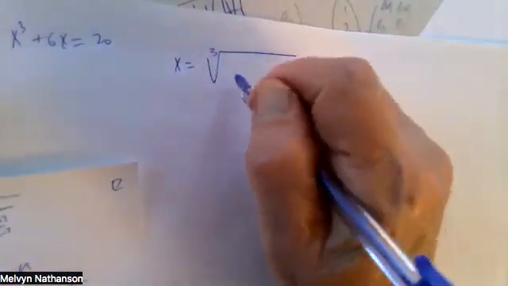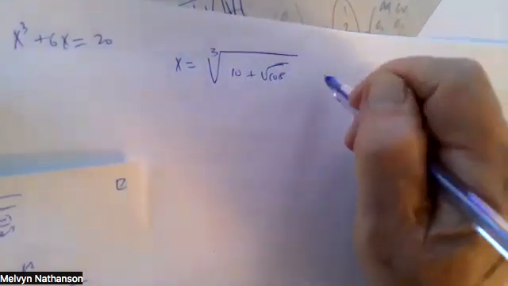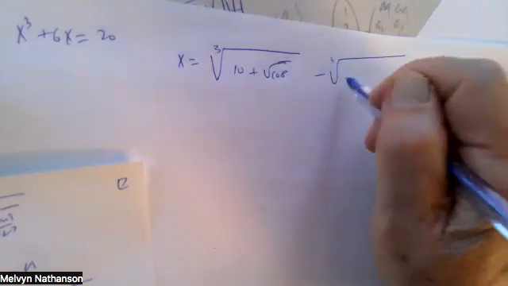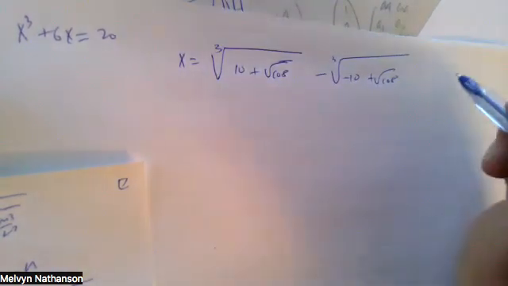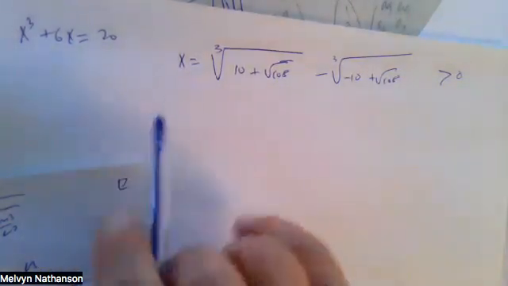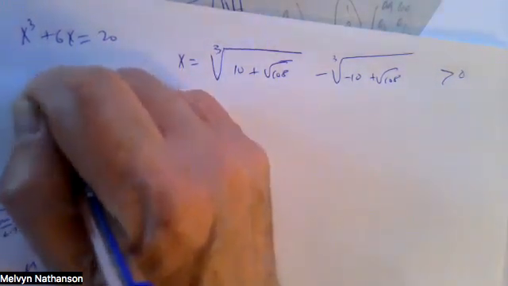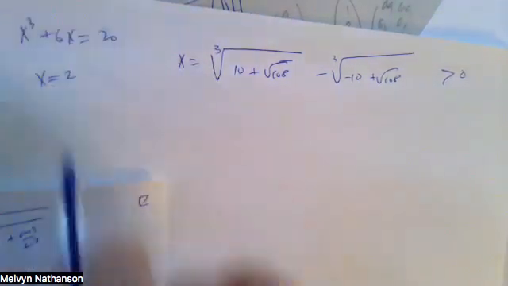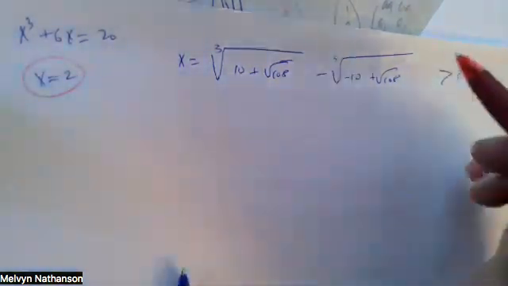Cube root of 10 plus the square root of 108 minus the cube root of minus 10 plus the square root of 108. And this is a positive number. So this is one positive root of the solution, but we also have the solution x equal 2. So x equal 2 is a positive number that solves this equation.